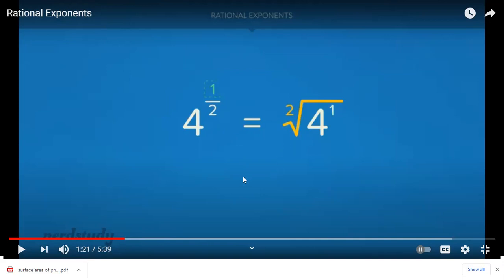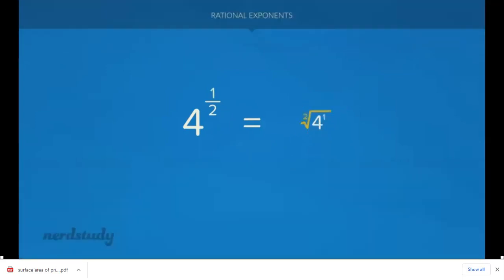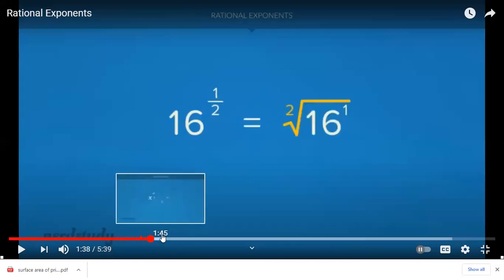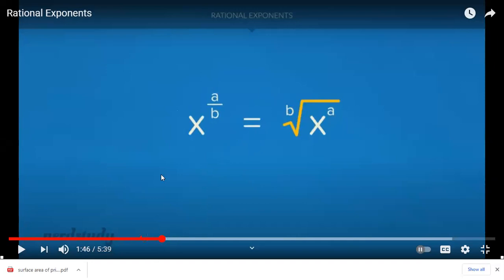Let's continue. Of course, the square root of 4 can be further simplified to 2. Great. So if we had something like 16 to the exponent 1 over 2, how will we change this into a root? Square root 2 of 16 to the power of 1. Yes, very good. So the answer will be only 4.